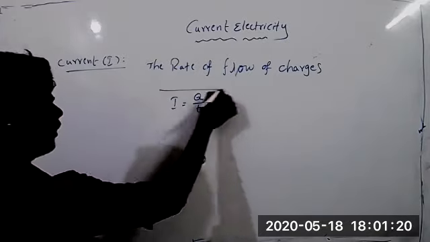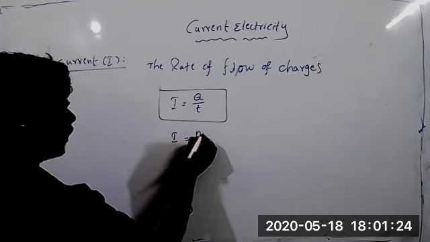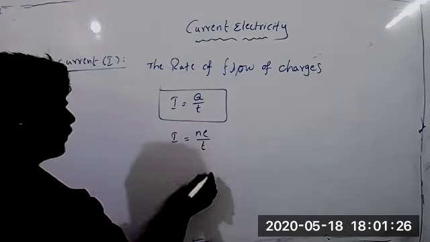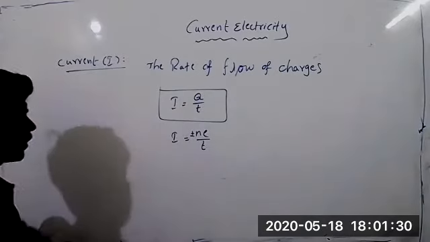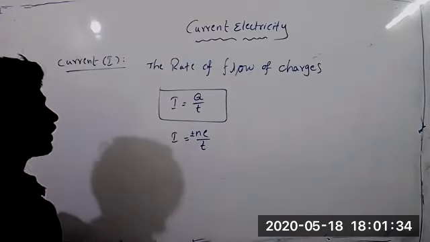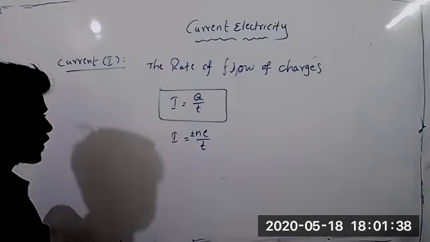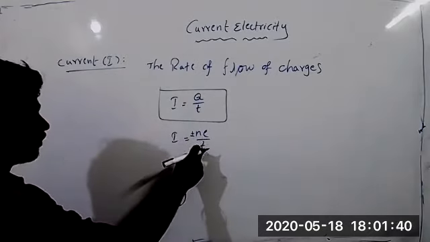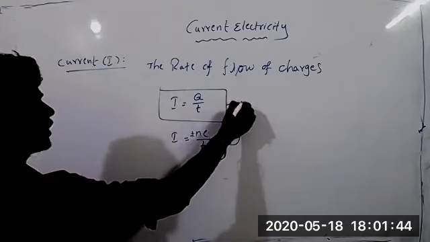Now see, this formula I can write as I is equal to NE by T. If they have given charge, we know Q is equal to plus or minus NE, which we have discussed. A charge cannot exist alone; it is an integral multiple of the charge of an electron, from the first lesson.